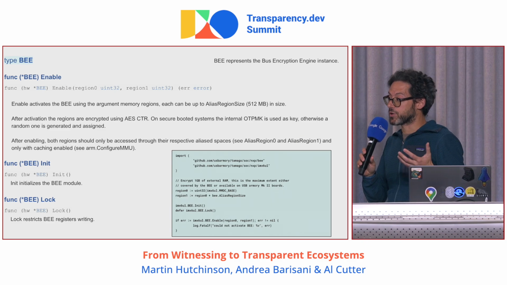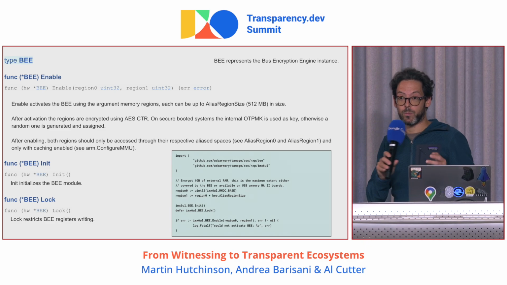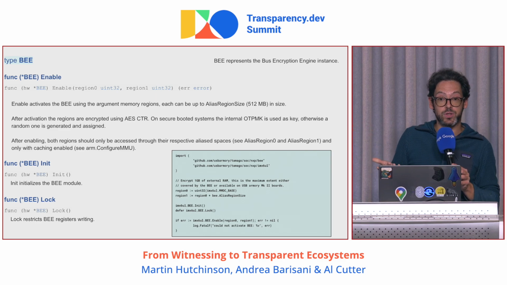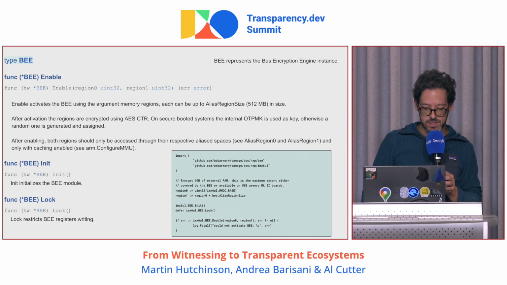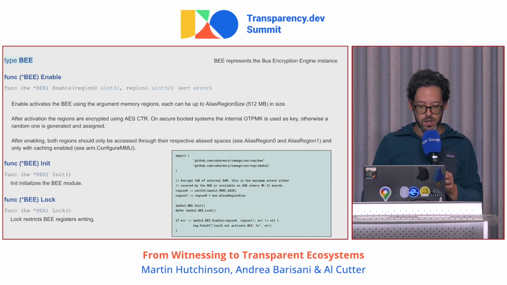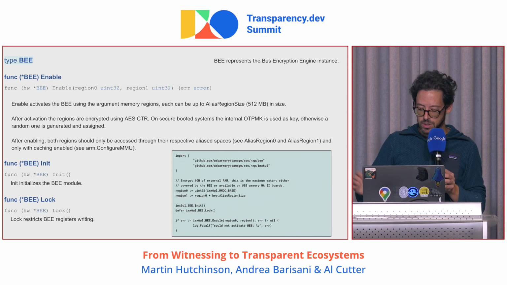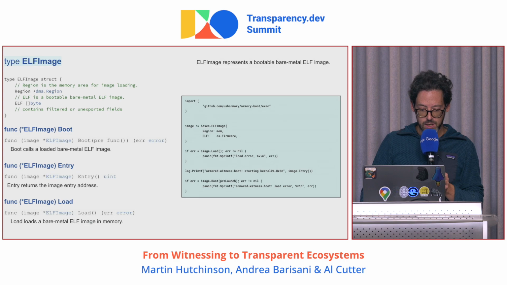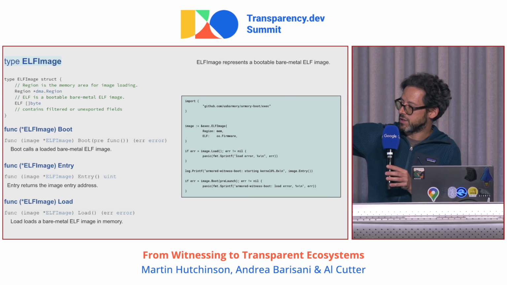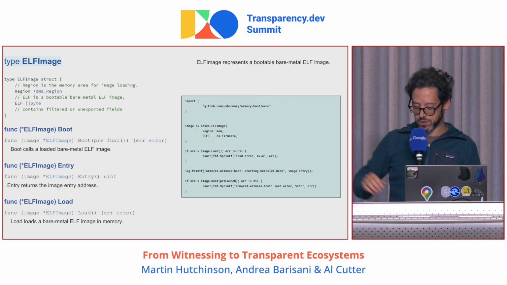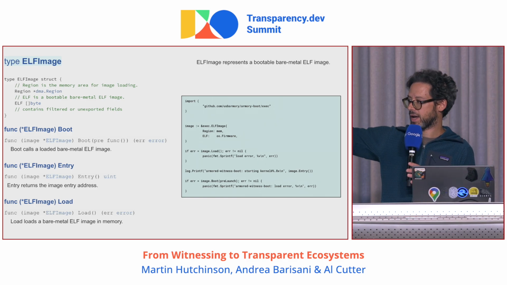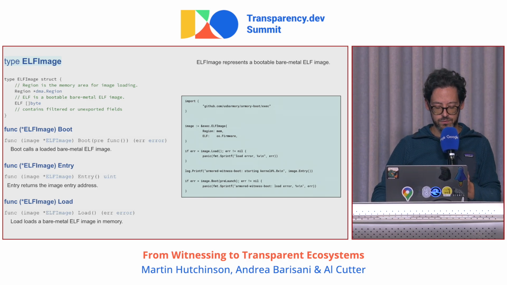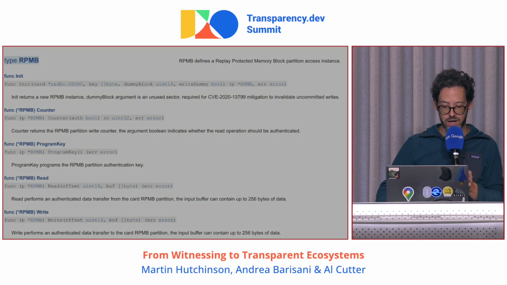Both the applet and the operating system can use regular Go packages to interact with the hardware because all the drivers are written in Go. So this is, for instance, the APIs for enabling memory encryption. Again, very few calls. This is how we load an ELF image, and then we just launch it. Again, you go to pkg.go.dev, and you can find these packages, and you have all the API that is needed for the driver.